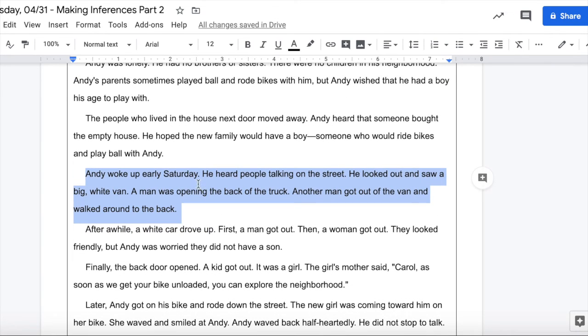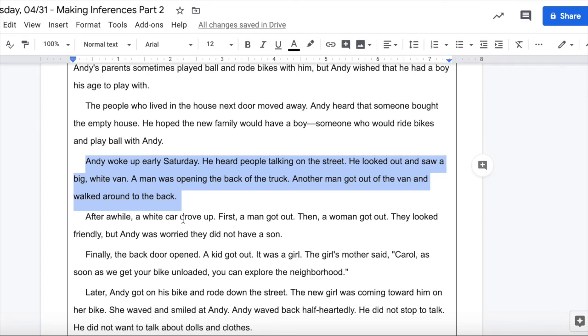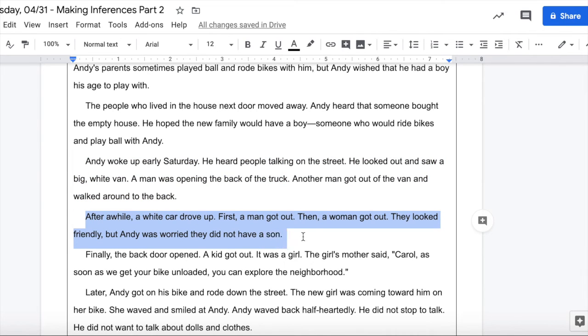Andy woke up early Saturday. He heard people talking. He looked out and saw a big white van. A man was opening the back of the truck. Another man got out of the van and walked around back. Now, when first reading it, you might think that this is the family that is moving into the house. But in the next paragraph it says, after a while, a white car drove up. First a man got out, then a woman got out, and they looked friendly, but Andy was worried that they did not have a son. In this paragraph, it's talking about the family that's about to move into the house.